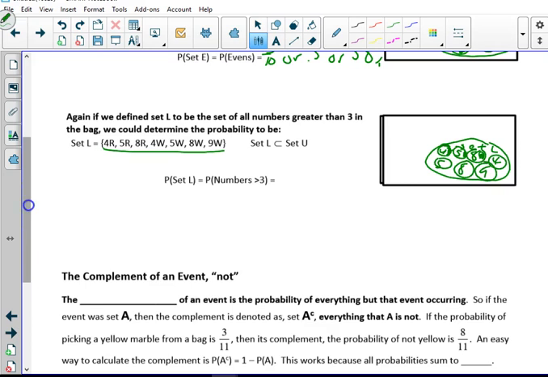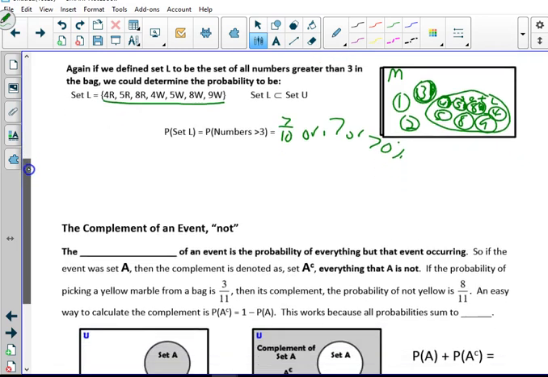Now what's left is 1 white, 2 of white, and 3 of red. So we're going to color in somewhat. And again, that's our marbles. Now, how many are in set L? Well, there are 7 out of 10, or 0.7, or 70%. So you have a pretty good chance of getting a number greater than 3 if you just randomly reach in and pull them out.